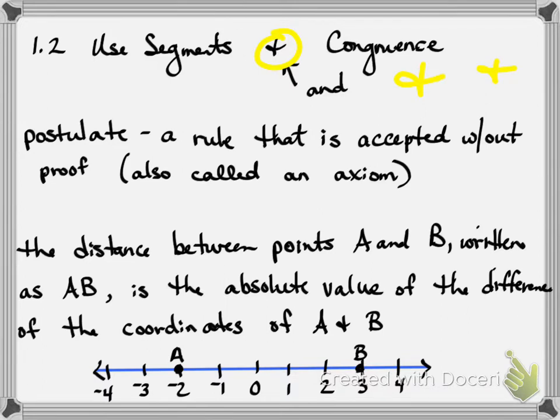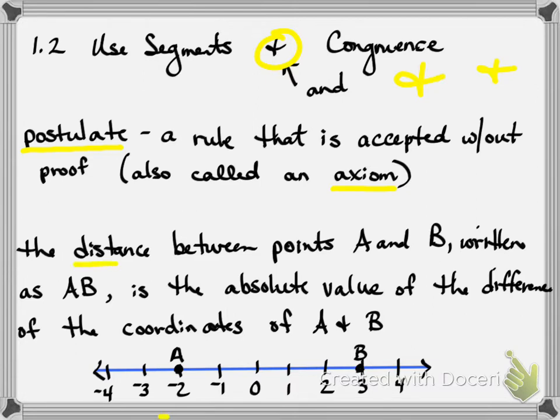And symbol. First definition: postulate, also called an axiom by some books. A postulate is a rule that is accepted without proof. So it's just a rule. We have different names for different types of rules, and this is our first rule, and it's called a postulate. We just accept that it's true.